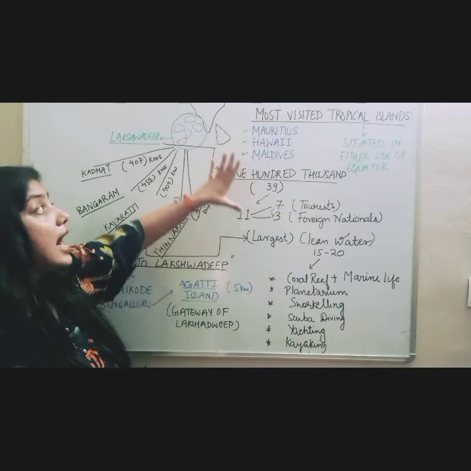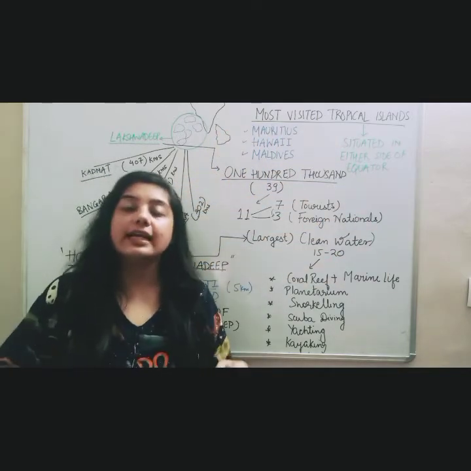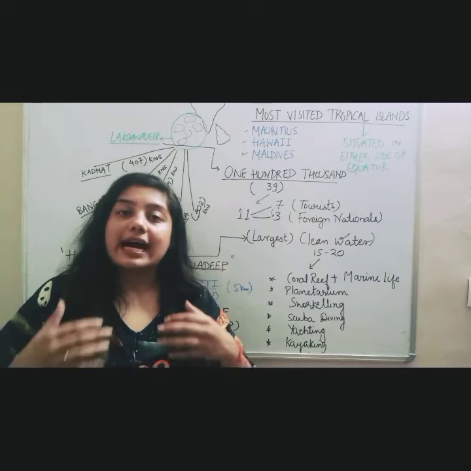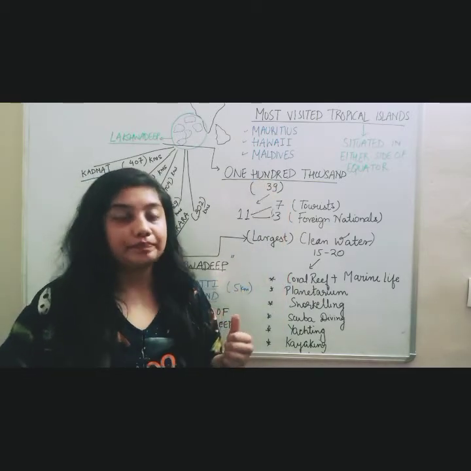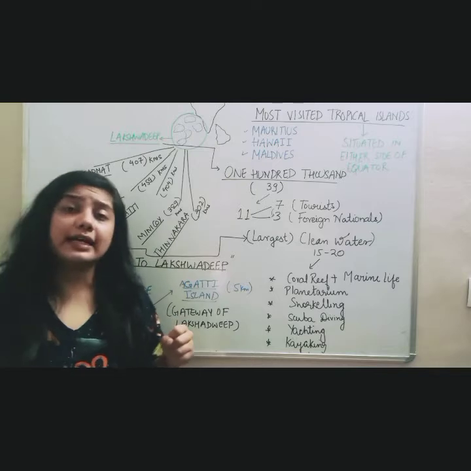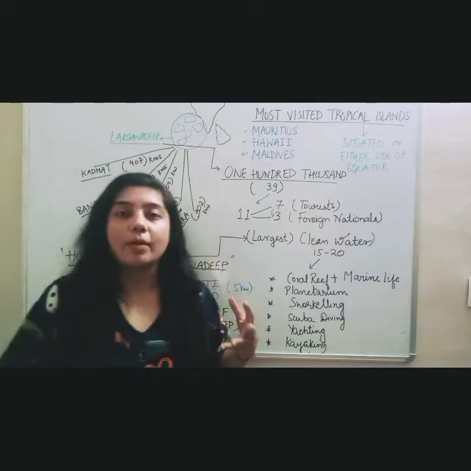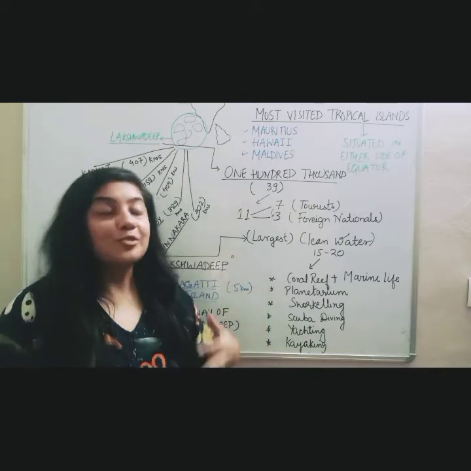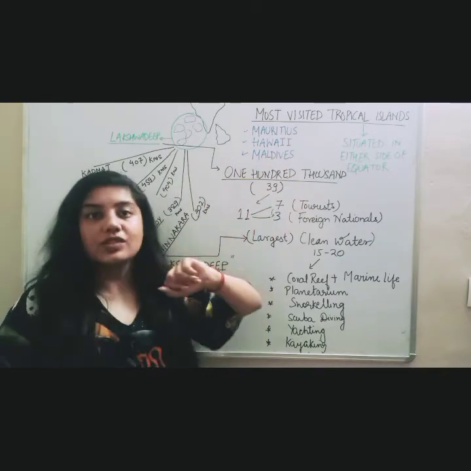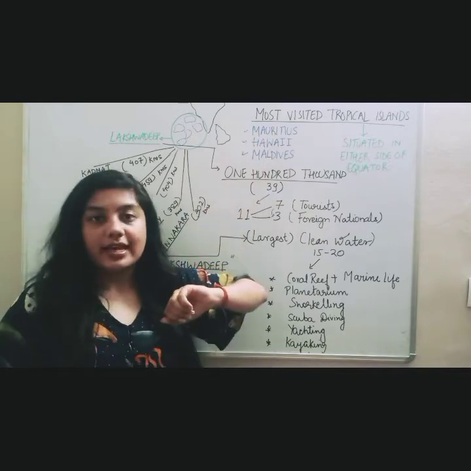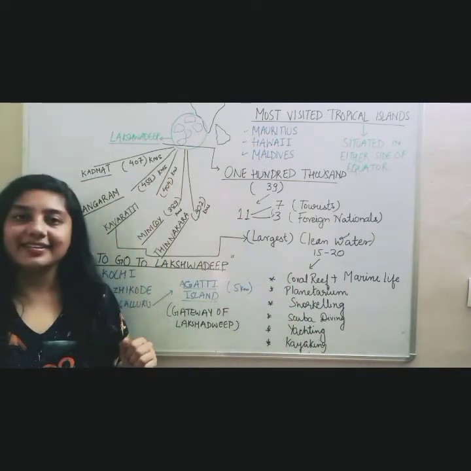Now let us see how many tropical islands we have. What are tropical islands? Tropical islands are islands situated on either side of the equator, either in the northern area or in the southern area. Here we are going to talk about the tropical islands in the southern area. What are the most visited tropical islands? Where do people love to go? They love to go to Hawaii, the Maldives, which is very famous, and Mauritius.